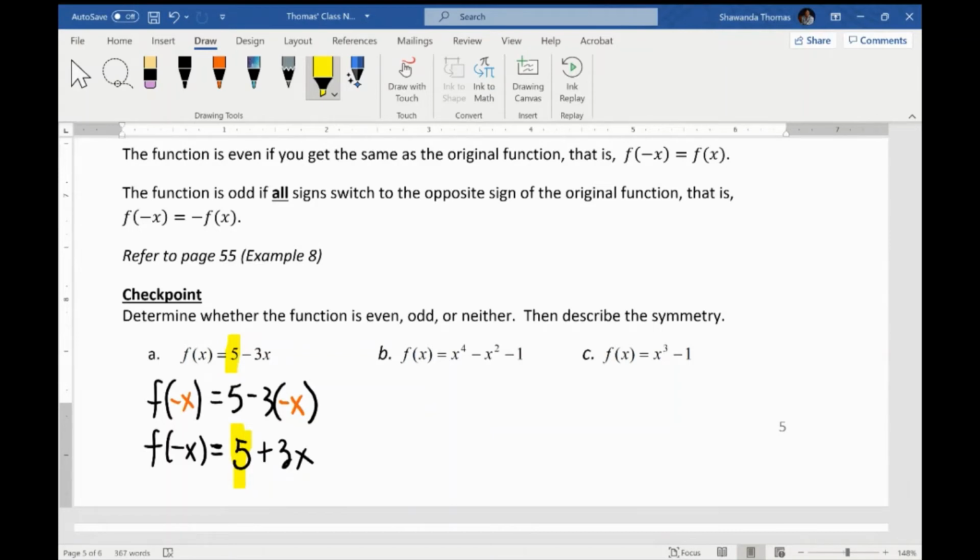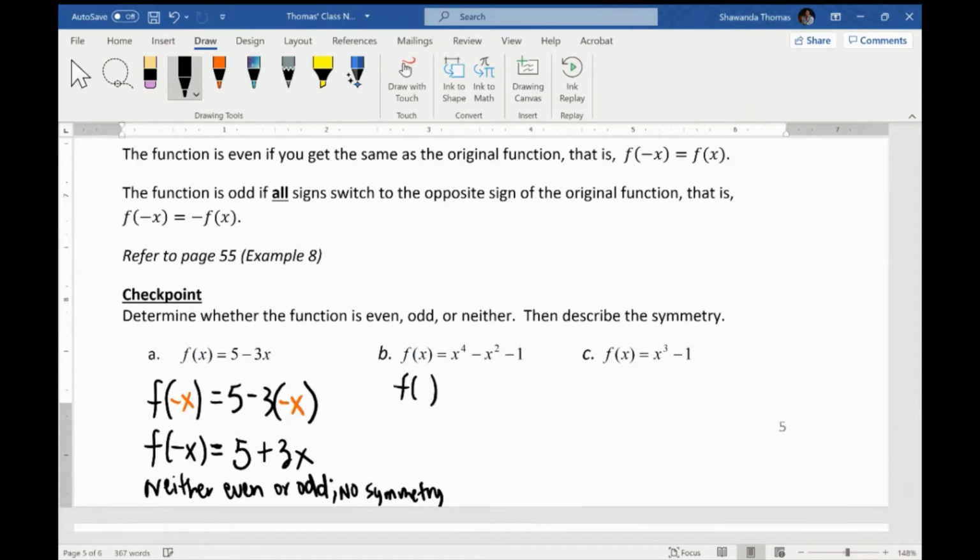So it's not odd either. Therefore, we say it's neither even nor odd. Therefore, it has no symmetry. Neither even nor odd, no symmetry. All right. Let's look at the next one.